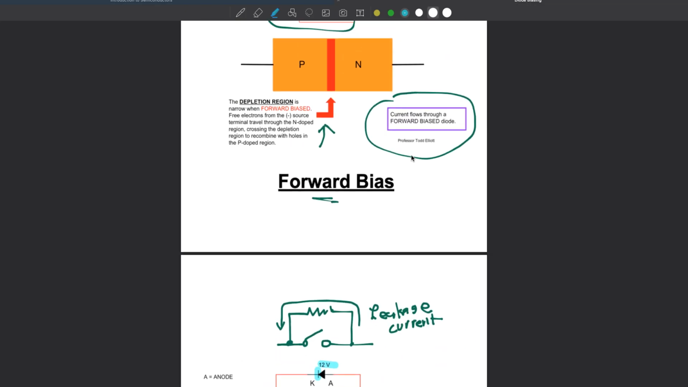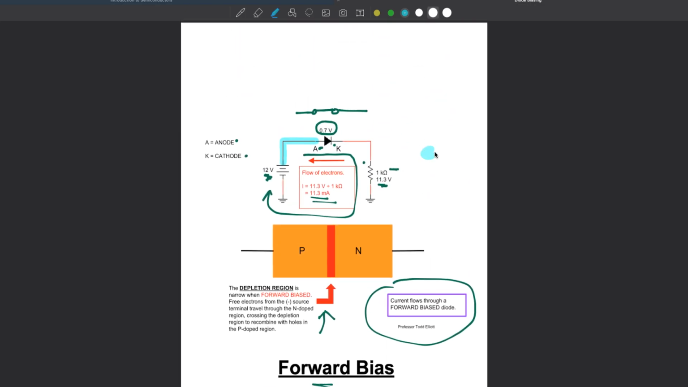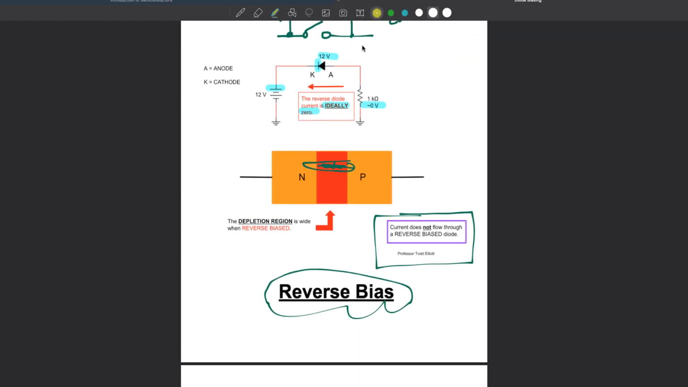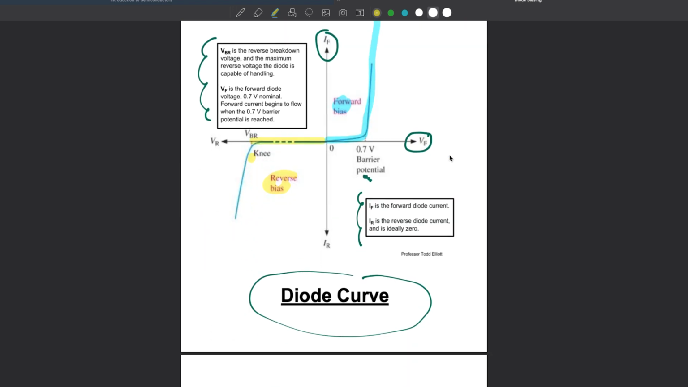So if you go back to here, this would be the forward bias. Oops, sorry about that. And then this would be the reverse bias. Okay, so that's kind of where those tie back to.